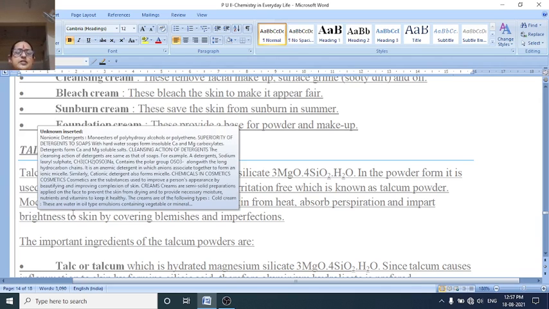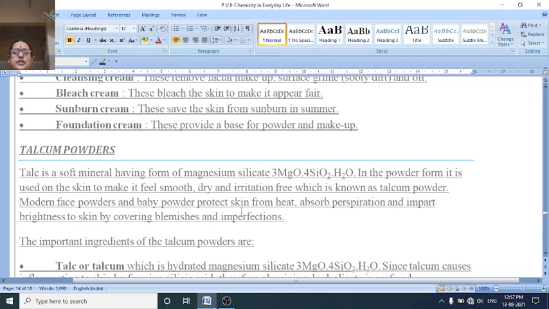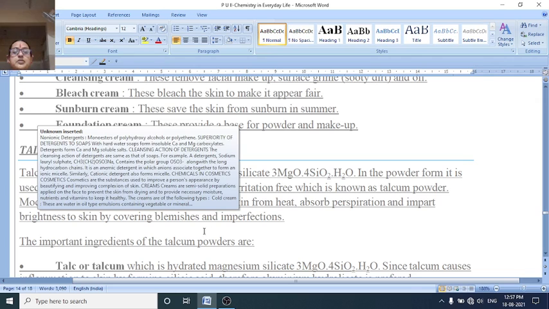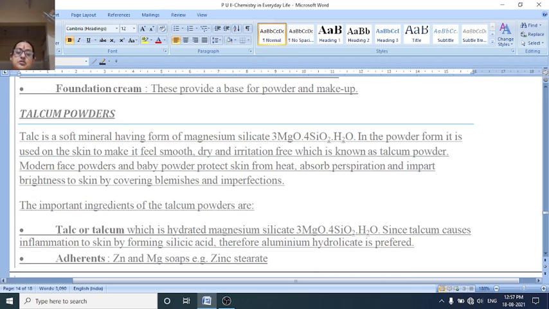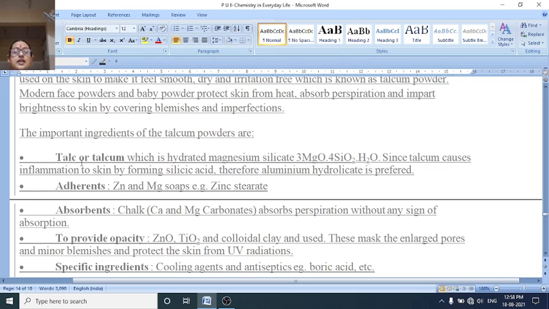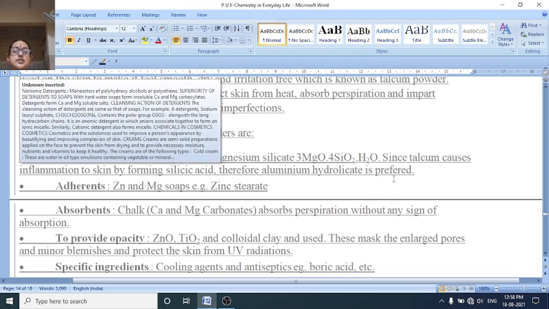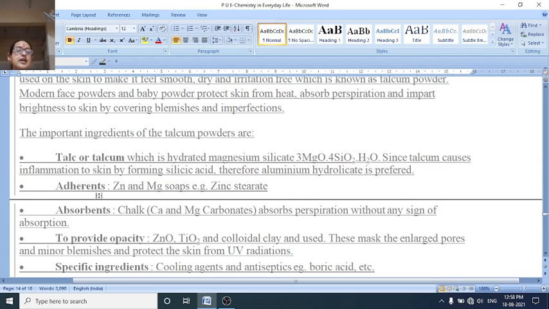Modern face powder and baby powder protect skin from heat, absorb perspiration and impart brightness to the skin by covering blemishes and imperfections. The important ingredient of the talcum powders: what does talcum powder consist of? Hydrated magnesium silicate. Since talcum causes inflammation to the skin by forming salicylic acid, therefore aluminium hydroxylate is preferred. Next is adherents.